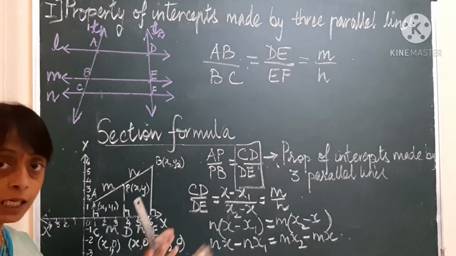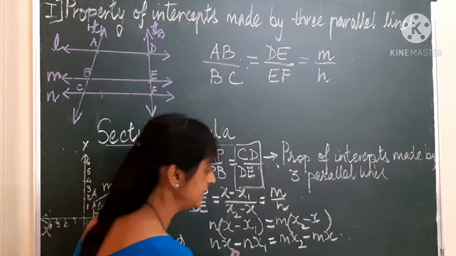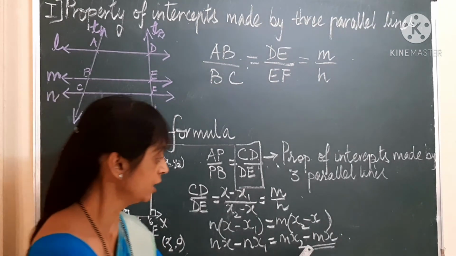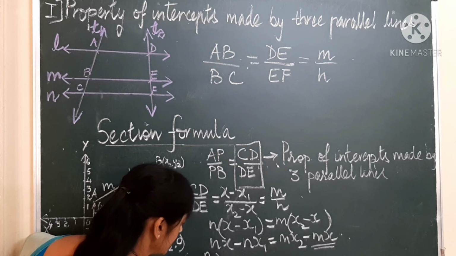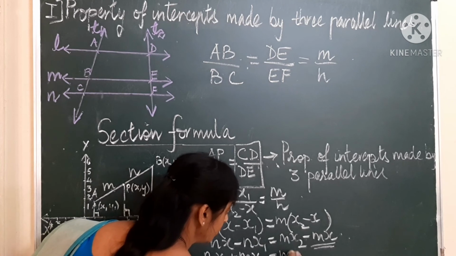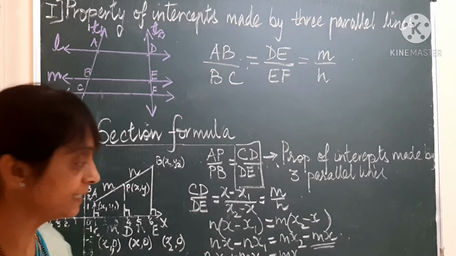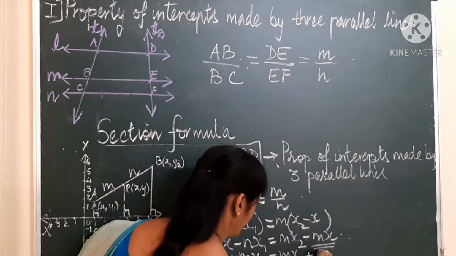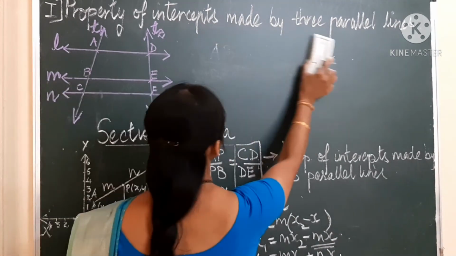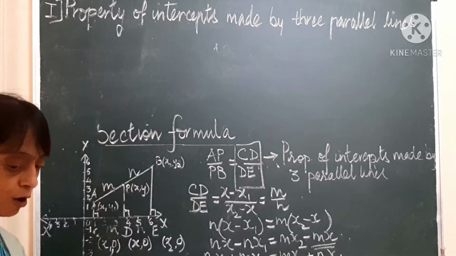Okay. Take all the like terms together, that is x terms together. So what happens to minus mx? We take it towards the left hand side of the equality sign. So minus becomes plus. So nx plus mx will be equal to mx2, minus nx1 goes from the left hand side towards the right hand side. So that is plus nx1. Let's proceed, children, to get the section formula.